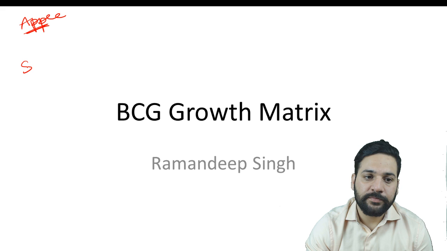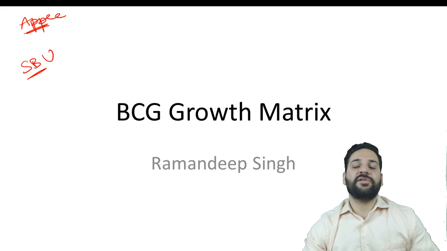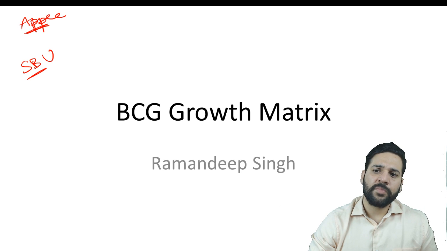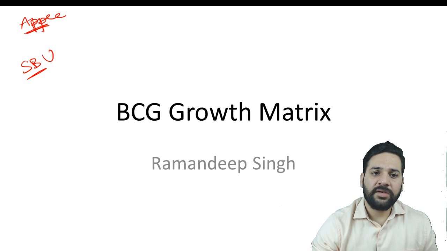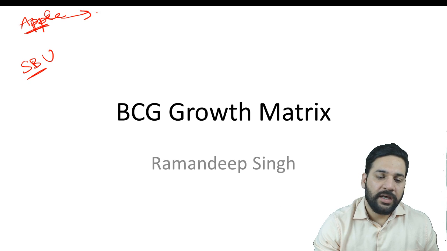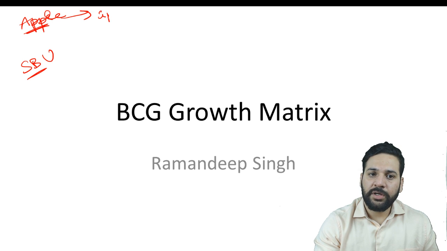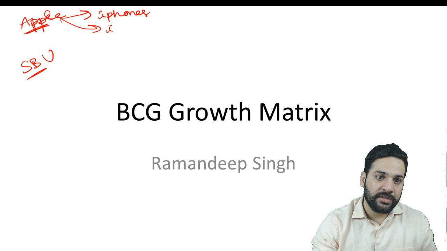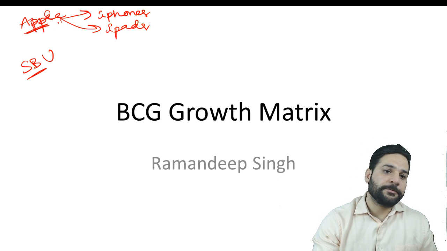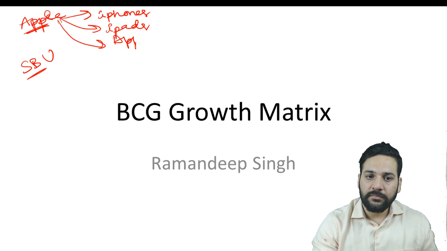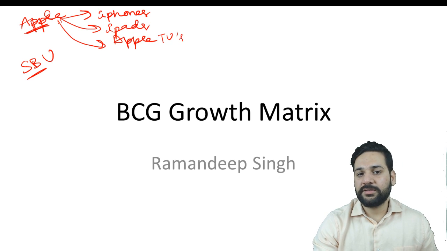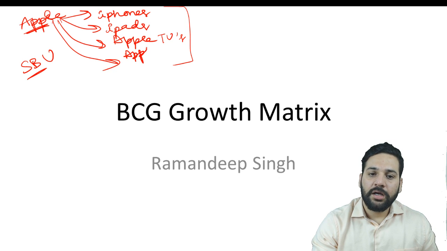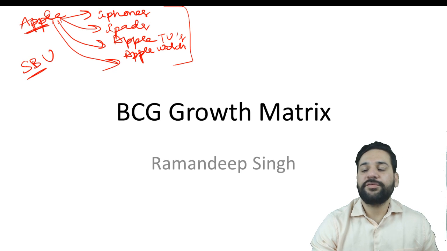An SBU is a separate business unit with different missions, different goals. Let's take an example of Apple. They are having different lineups. They are producing smartphones like iPhones. They are producing the iPads, and they are into the business of Apple TV. So these are the various products. This is a portfolio, and there is also the Apple Watch. So this is a portfolio of Apple.